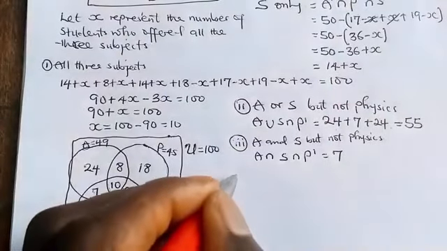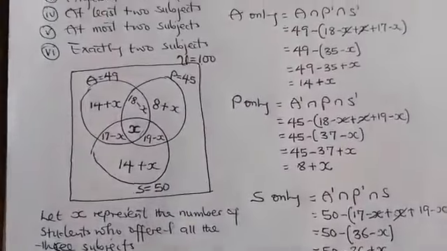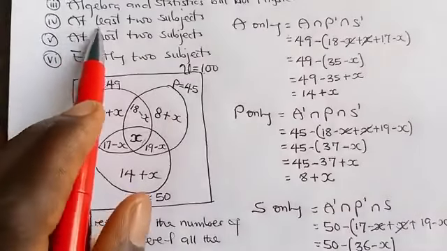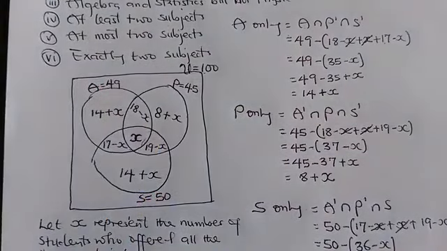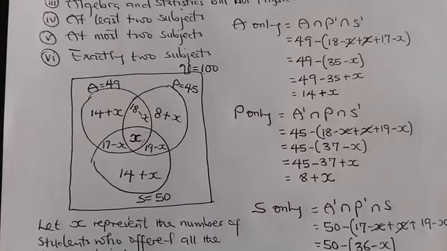The fourth question here says, find how many students offered at least 2 subjects. And at least 2 subjects implies people that offer 2 subjects and above. So we are going to look at those that offer algebra and statistics, algebra and physics, then physics and statistics. Then we'll add the number of students that offer the 3 subjects to that figure, and then we'll be able to get the value for at least 2 subjects.